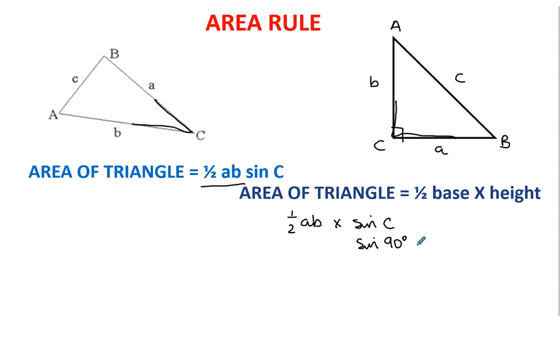And sine 90 is actually 1. So can you see you've got half times A times B times 1. So you can tell we don't actually need to add that on, because it's always going to be the same as just half times base times height. So these two formulae are exactly the same. Isn't that cool? Hope you're as excited as I am.